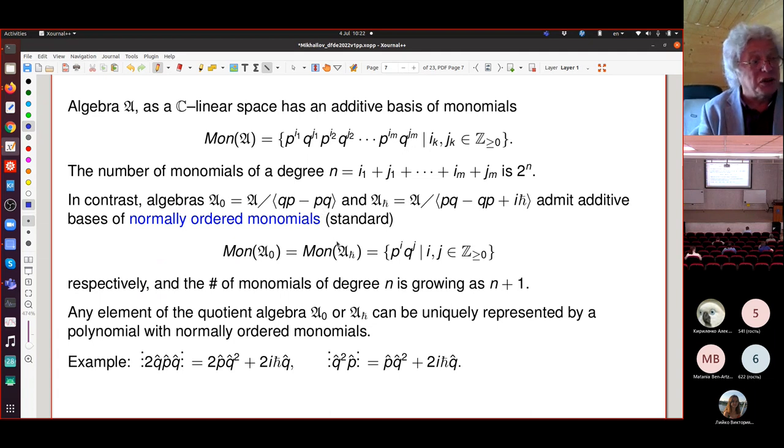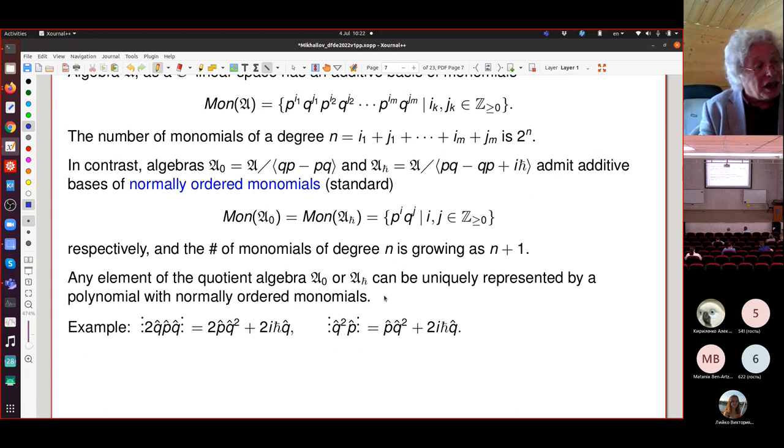In the commutative case, it costs nothing. We just swap letters. In quantum, it costs something because we need to add terms of lower degree, but the basis is the same. And the basis is the same as in the commutative case, like in the polynomial algebra, the same in the quantum case, and it grows like n plus 1 for fixed degree n.